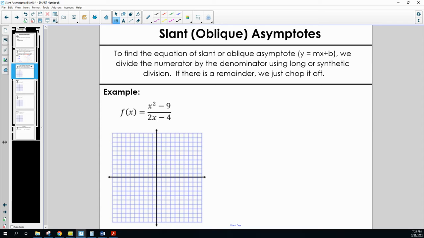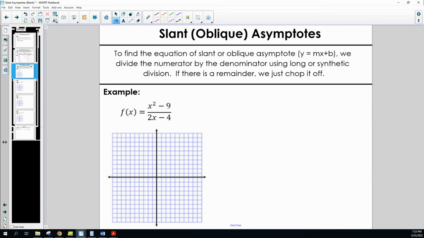In order to find the equation of a slant or oblique asymptote, we need to use division. The oblique or slant asymptote is going to be a linear function, so it's going to be a diagonal line. To find this, we're just going to divide the numerator by the denominator. When we learned about division with polynomials, we learned that there are two different types of division, long division and synthetic division. There are times when you can use synthetic, and times when you cannot.